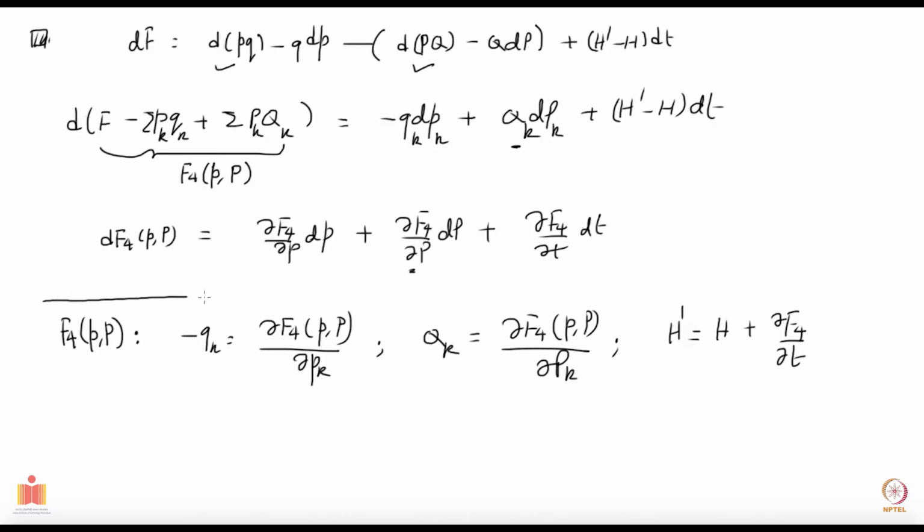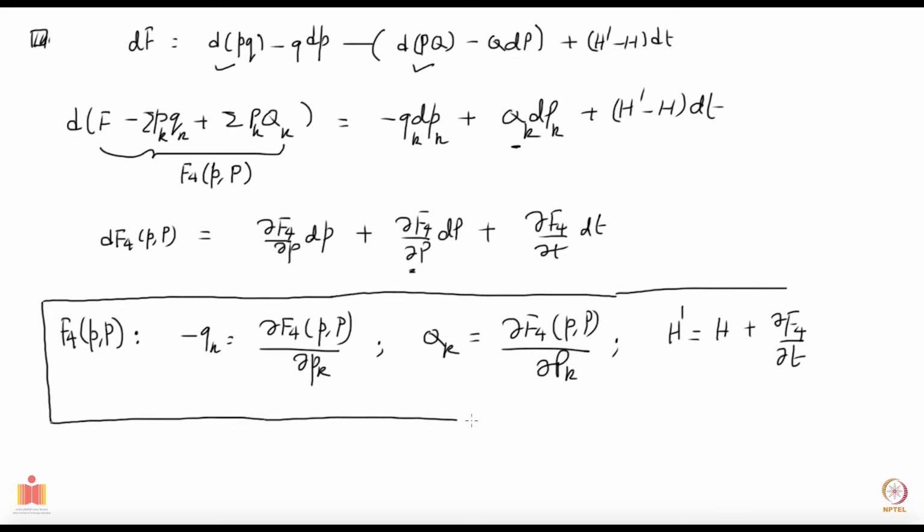So these are our four sets of generating functions and the equations that connect the old momenta and old coordinates, old canonical coordinates, with new canonical coordinates. And we will give some examples for these in the next video, but I want to end this video with some nomenclature.